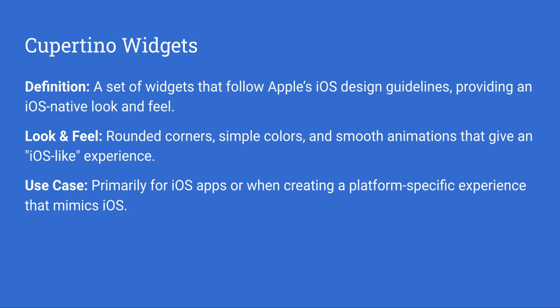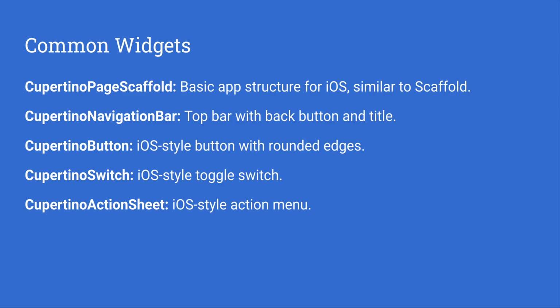Okay. The Cupertino widget is a set of widgets that follows Apple's iOS design guidelines. They provide an iOS native look and feel, with rounded corners, simple colors, and smooth animations that give an iOS-like experience. It is primarily for iOS apps, and when creating a platform-specific experience that mimics iOS. The common widgets are Cupertino Page Scaffold, Cupertino Navigation Bar, Cupertino Buttons, Cupertino Switch, and Cupertino Action Sheets.